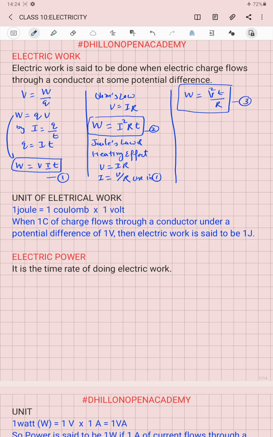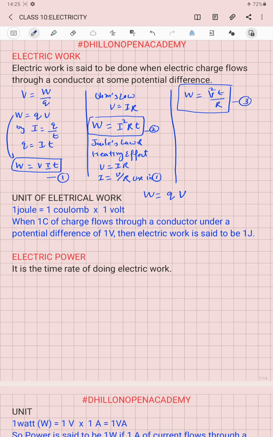Now the unit of electric work. We know that W is equal to charge into voltage. So if charge is equal to 1 coulomb and potential difference is 1 volt, then the unit of electric work will be 1 joule. That is, when 1 coulomb of charge is flowing through a conductor under a potential difference of 1 volt, then electric work done will be equal to 1 joule.